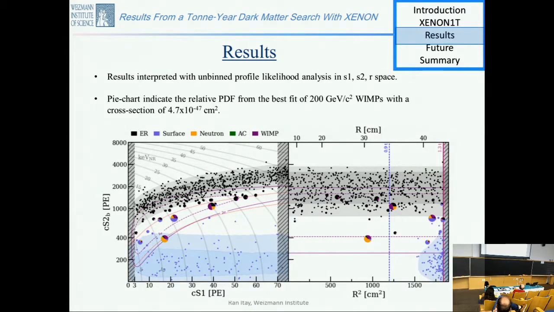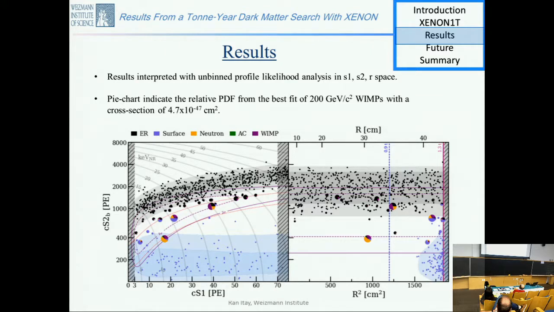Right, so let's see the results themselves. As you can see, these are the results. This was the blinded region here. This is S2 as a function of S1 or as a function of R squared. All the black dots here are events which are completely compatible with ER background. More interesting events have these pie charts, which are the relative PDFs of the best fit for a 200 GeV WIMP mass with this cross section.